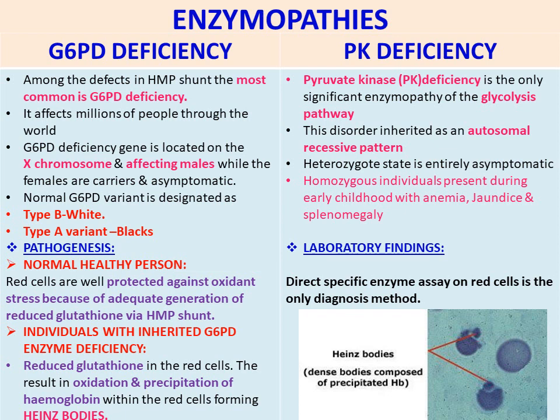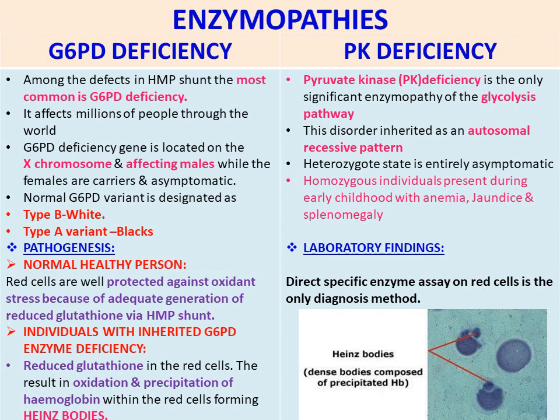Pyruvate kinase deficiency is the only significant enzymopathy of the glycolysis pathway. This disorder is inherited in an autosomal recessive pattern. The heterozygote state is entirely asymptomatic.